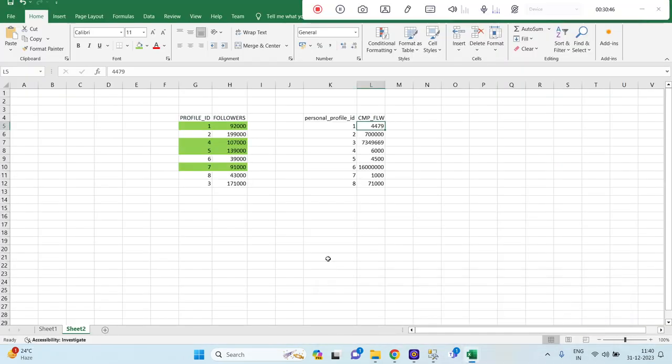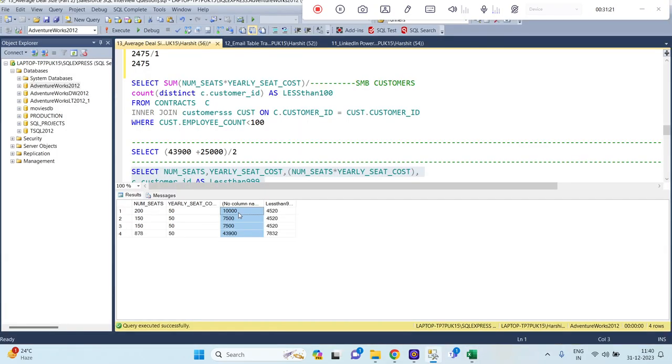Let me write it over here. We need to do sum, right? So this is the sum. And now 2. So this divided by 2. Sum I have taken, then 2 over here. This divided by 2. So 34450 will be our result set.